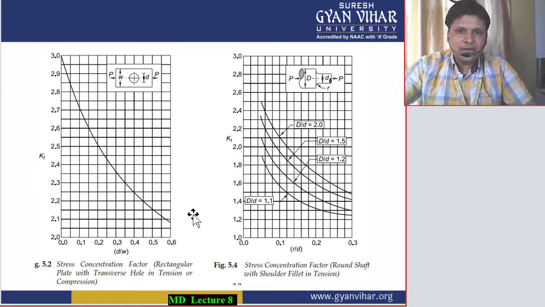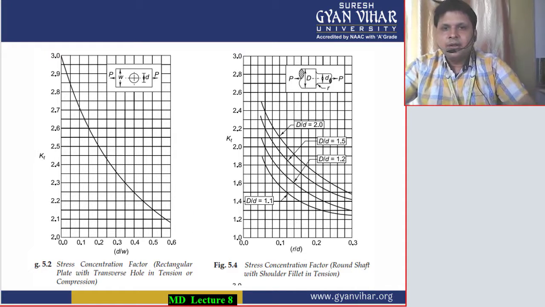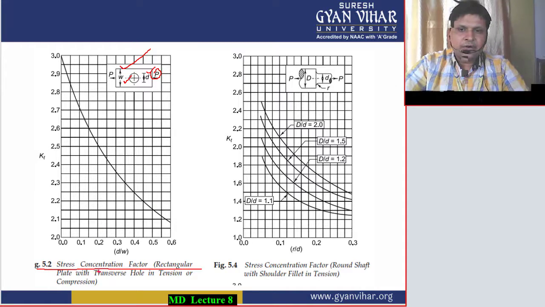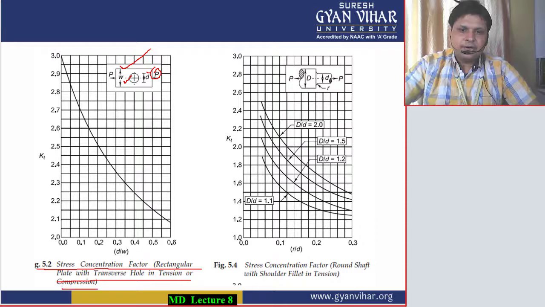So if you have a plate with a hole drilled on it, like this, and the hole diameter is small d, and the plate width is W, and the load acting is P, then the theoretical stress concentration factor can be obtained by this particular chart. So if the value of the ratio d by W is known to you, where d is the diameter of the hole and W is the width, then you can easily calculate the value of KT. How will you calculate it?